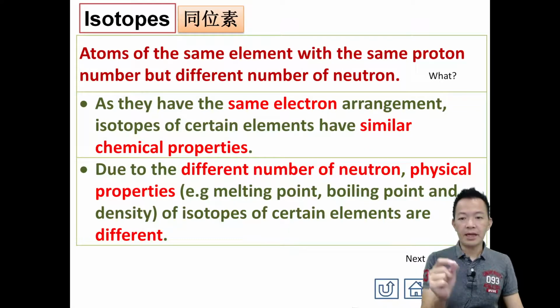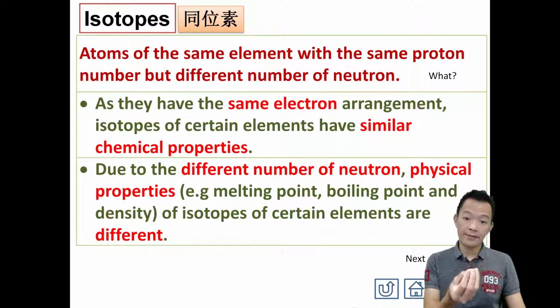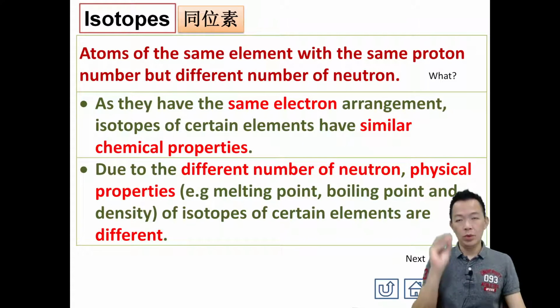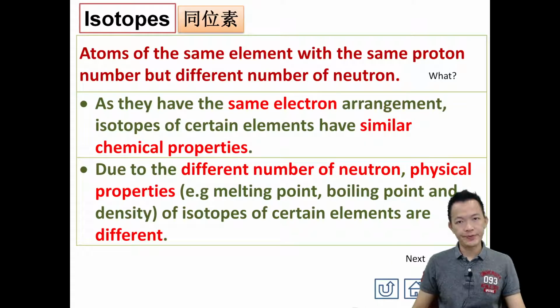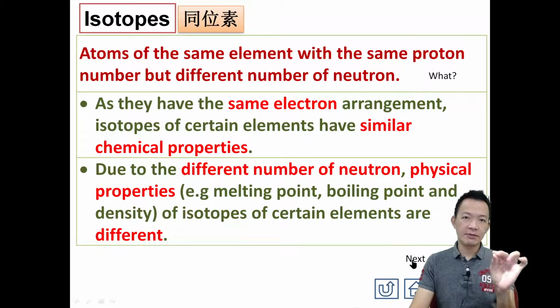Due to the different number of neutrons, the physical properties of the isotopes, like melting point, boiling point and density, will be different. So this is what we call isotope.